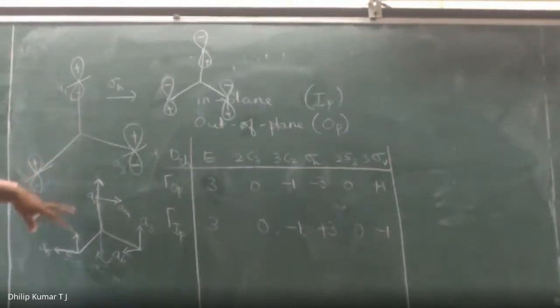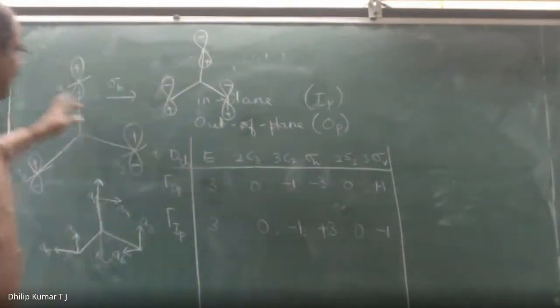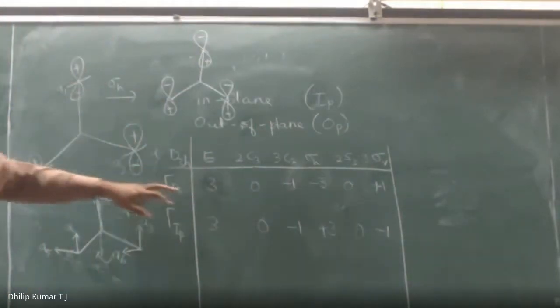Same thing in BCl3 also. You apply, just cut the molecule, slice the molecule, cutting all 3 atoms, and then its lobes are inverted. So since it is inverted, all 3 atoms are inverted. 1, 2, 3. That's why it's minus 3.